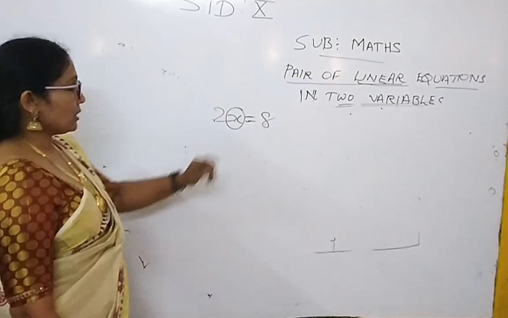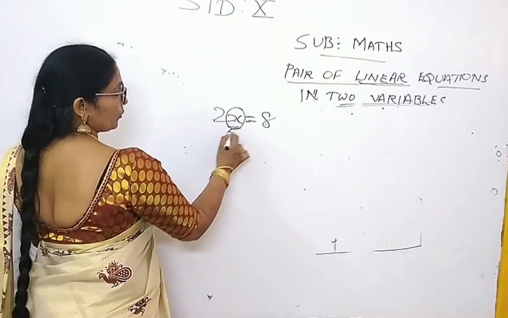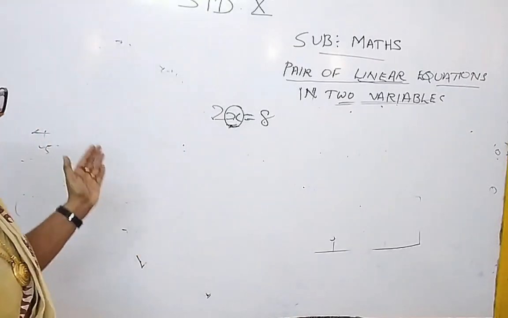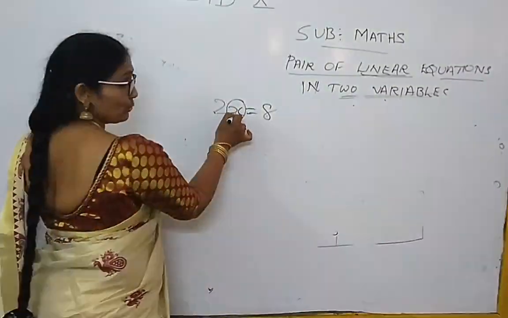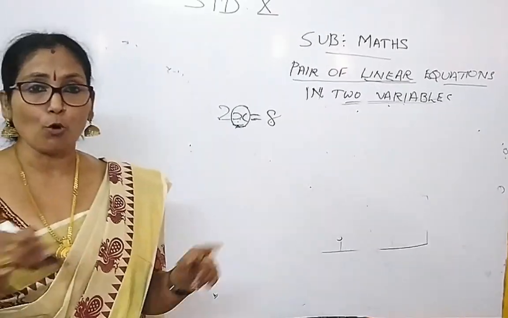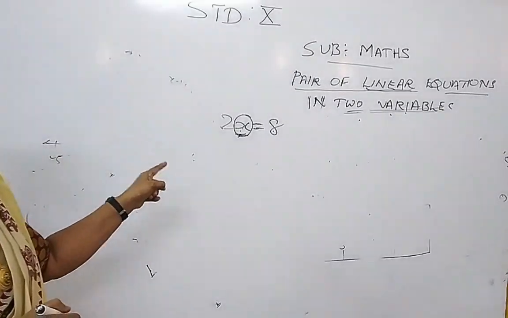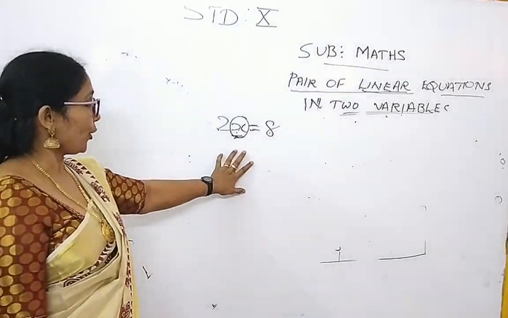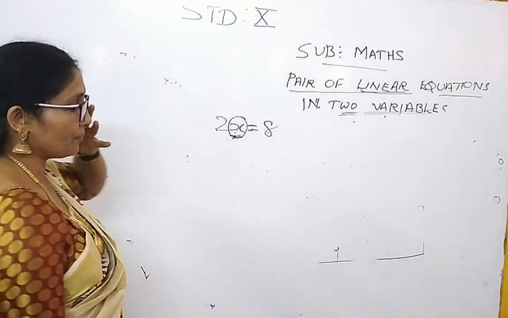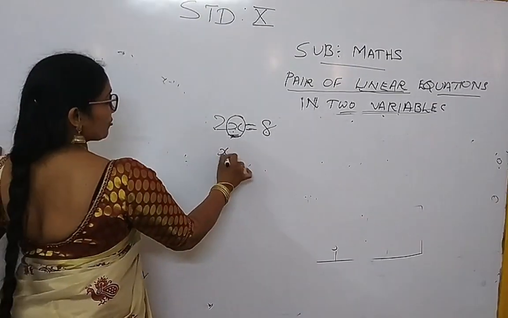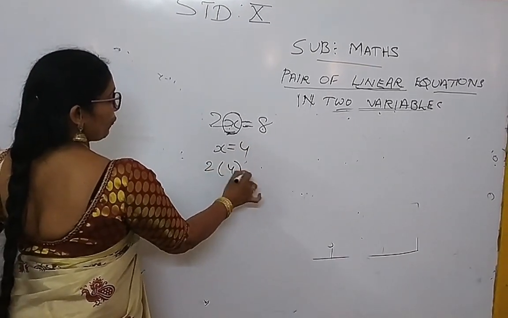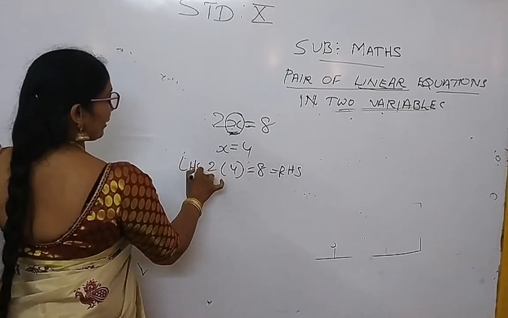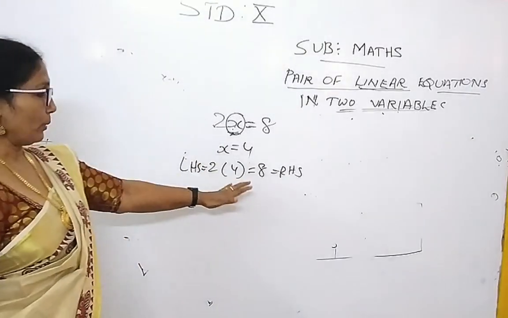Now, how do you find the solution for this equation? This is a linear equation in one variable, which you already know. Whatever value of x we put in this equation so that the left hand side and right hand side are satisfied is known as the solution of the given equation. For example, if you put x = 4, then 2 into 4 is equal to 8. That means the left hand side and right hand side are equal.